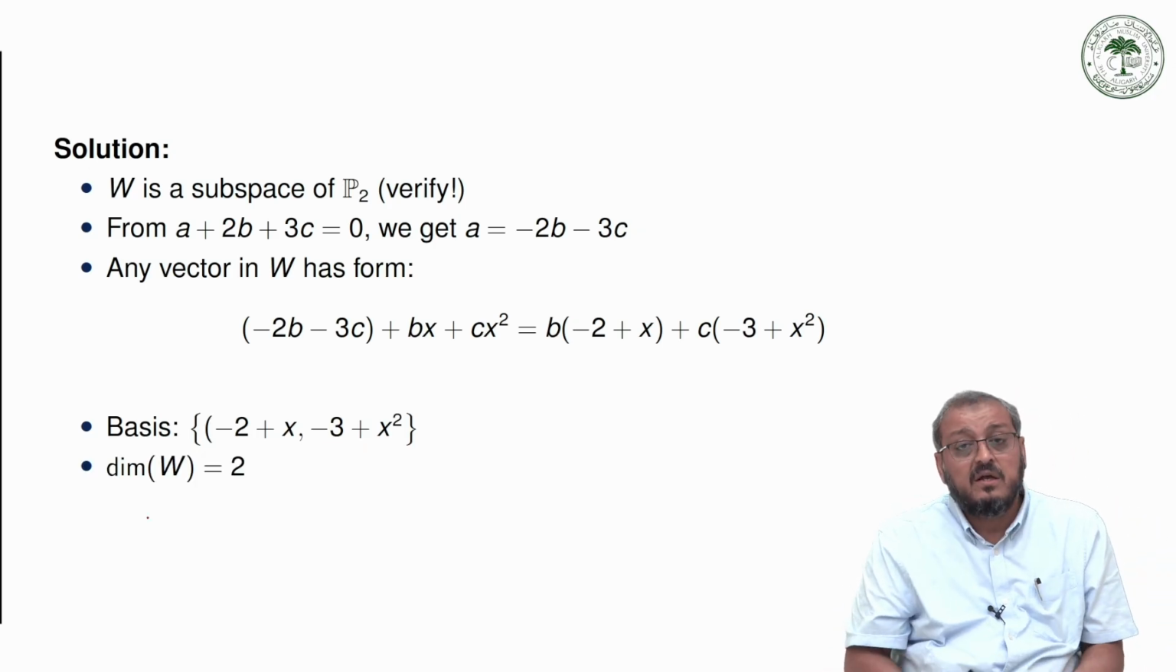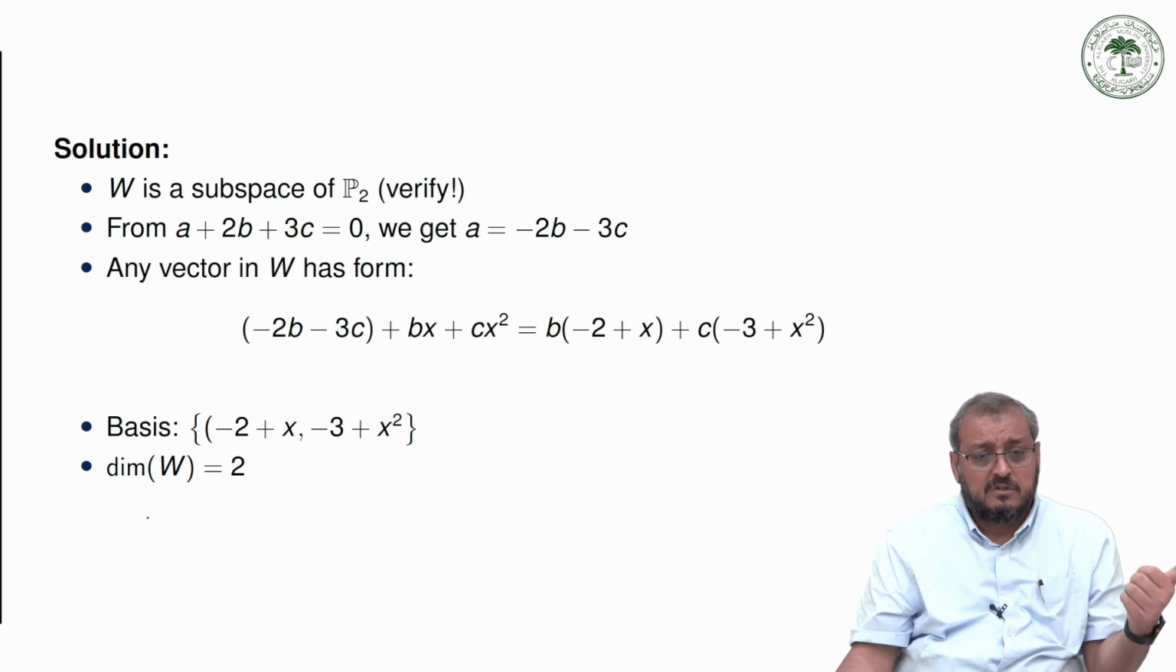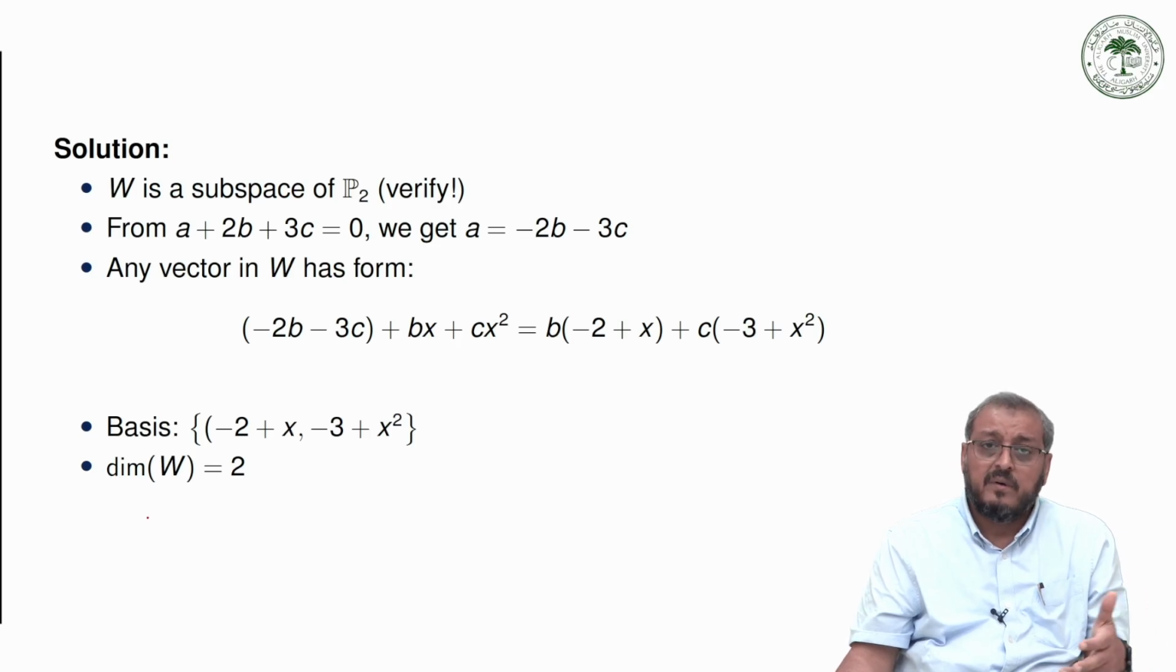This way we can calculate the standard dimensions in this lecture: R to the power n, Pn, and also the matrix form of any m by n matrix. The dimension of R to the power n in general is n. The dimension of Pn is n plus 1. The dimension of the space of m by n matrices is equal to m times n.